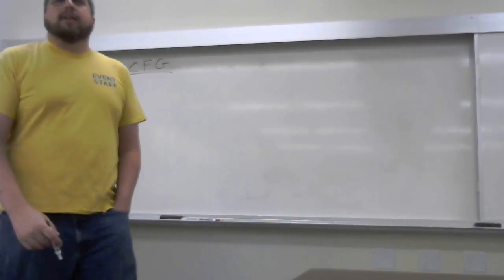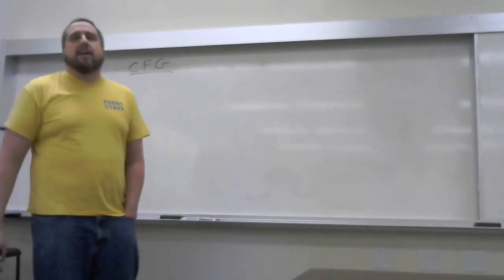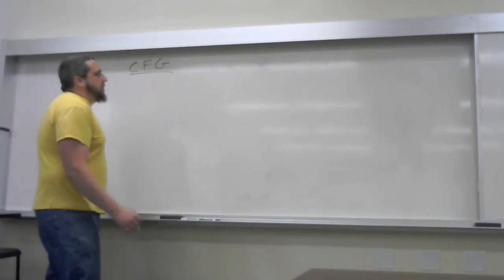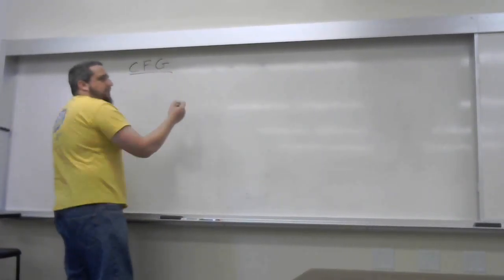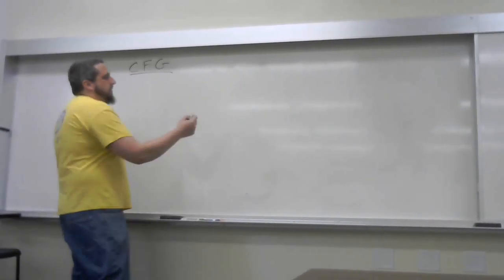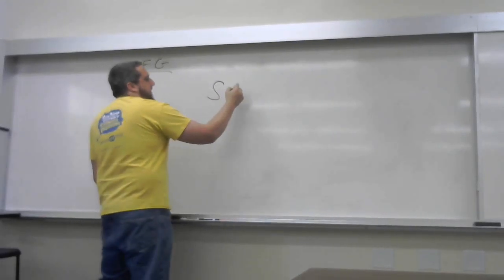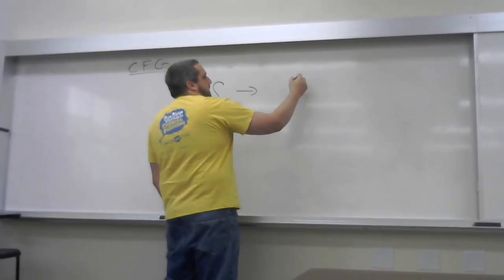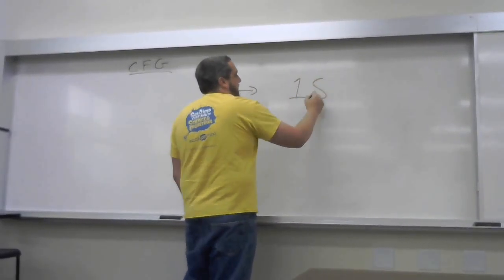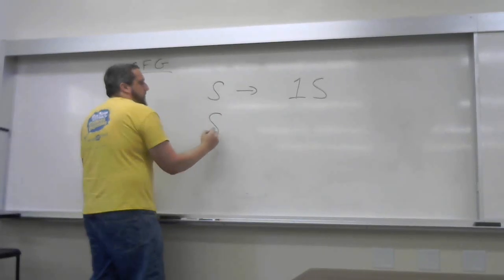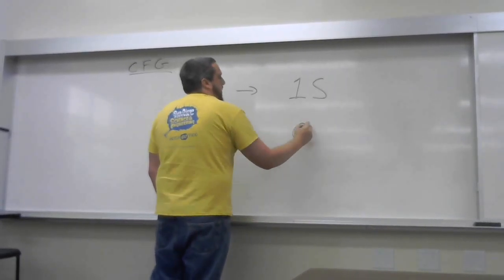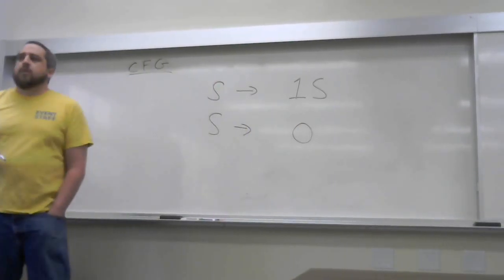Usually the way you talk about it is it's delineated into a set of rules. So for example, we're going to have a couple of different symbols on the board. So let's just make one. Let's, for example, say S with an arrow with the number 1 and an S. And then another rule will be S to the 0, like so.